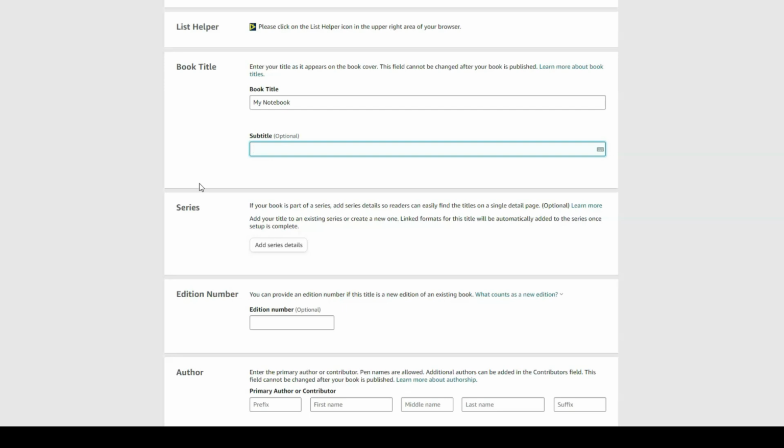So the thing we could probably say is lined pages with floral cover design. I mean, it's very difficult to find a subtitle for a notebook, I think, because there's only so much you can say about a notebook, but you could say what your cover is about, and you could just say that it's lined pages.